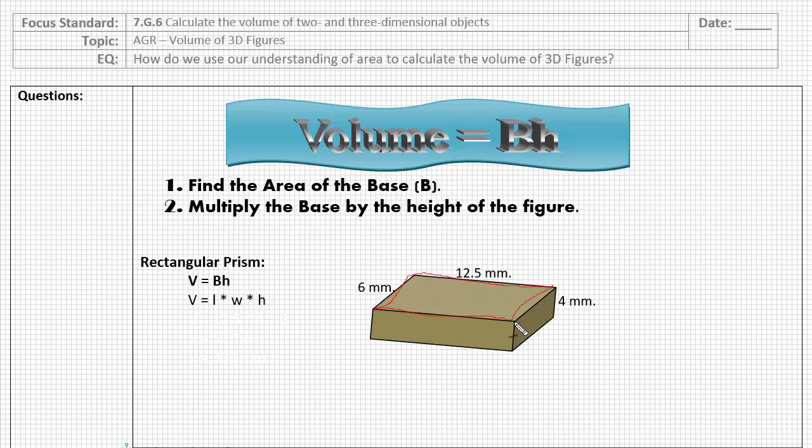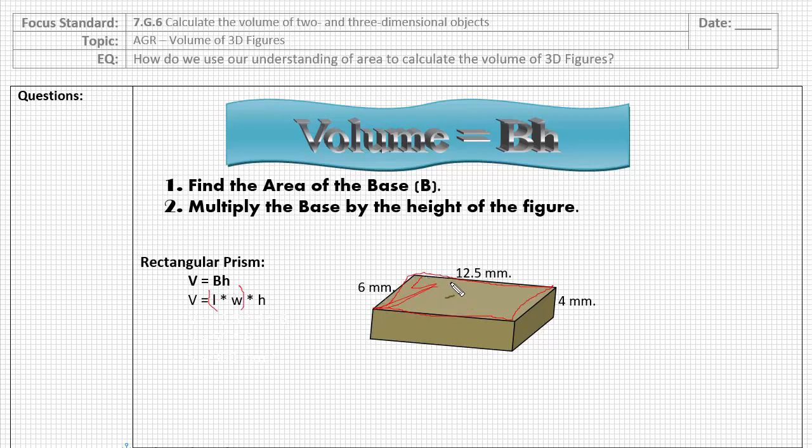We know that this is a rectangle, and so this would be its 2-dimensional shape, and then it has height, which gives it a third dimension. Well, to find the area of this rectangle, we multiply length times width. So this calculation right here, in this formula, when we multiply length times width, gives us the capital B, the area of the base.